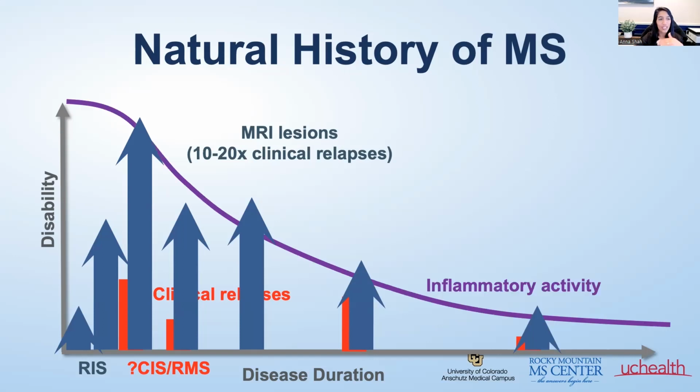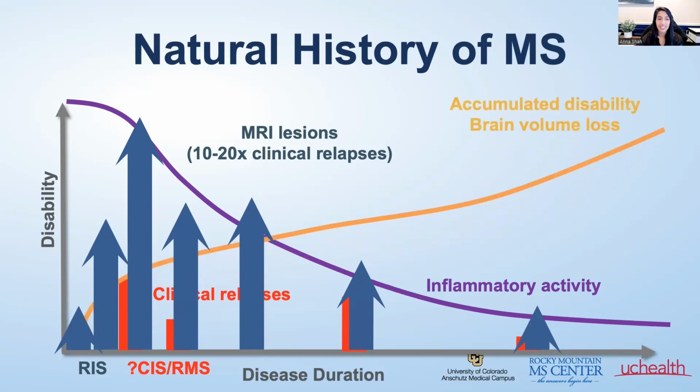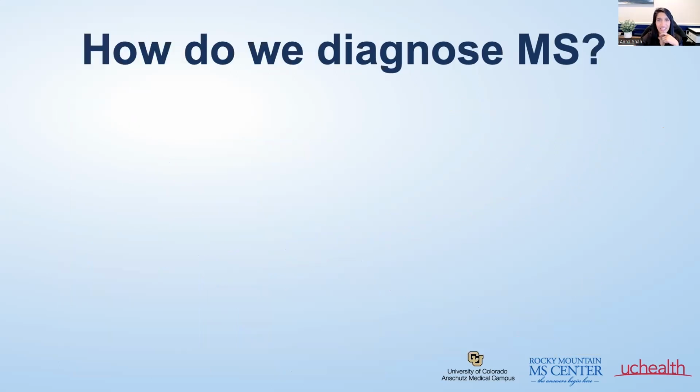And if we look at what happens over time, we originally on our first slide talked about MS being a disease of both neuroinflammation and neurodegeneration. That neuroinflammation really decreases as time goes on, but we see this steady increase of neurodegeneration, which can show up as accumulated disease lesions and a decrease in brain volume. And this becomes important because this is really what's contributing to the disability in our patients.